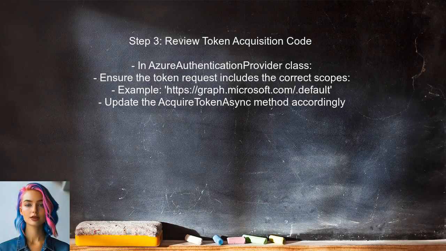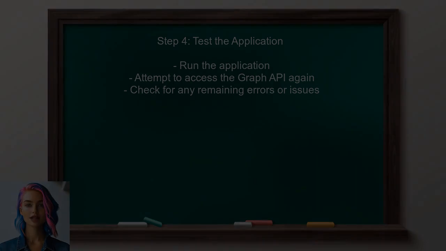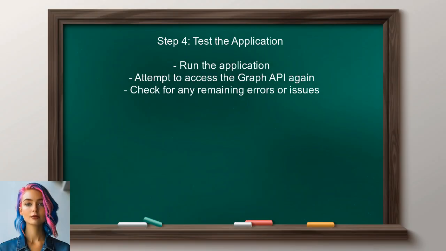After confirming the permissions, the user should review the code in the Azure Authentication Provider class. They need to ensure that the correct scopes are being requested when acquiring the token. Finally, the user should test the application again after making these changes. They can run the application and check if the error persists when accessing the Graph API.